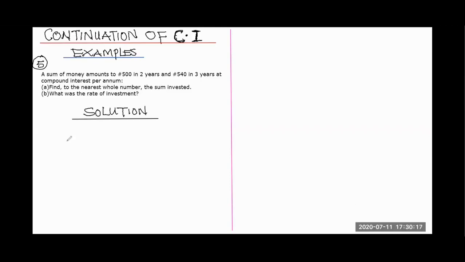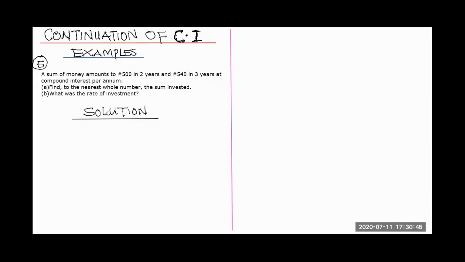So we have identified that our amount is 500 naira in 2 years. What does that mean? Somebody intends to invest money and the bank told the person, you are going to make 500 naira in 2 years, at a certain rate. We don't know the rate. And if you also invest that same money for 3 years, at the same rate, you're going to make 540 naira. What is the rate and what is the amount you need to invest?